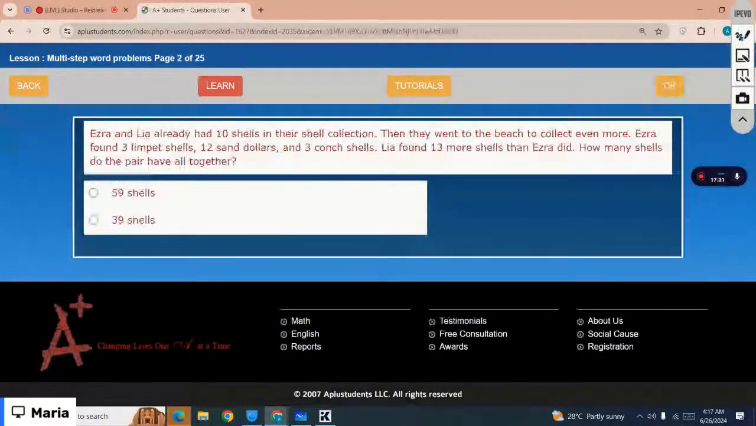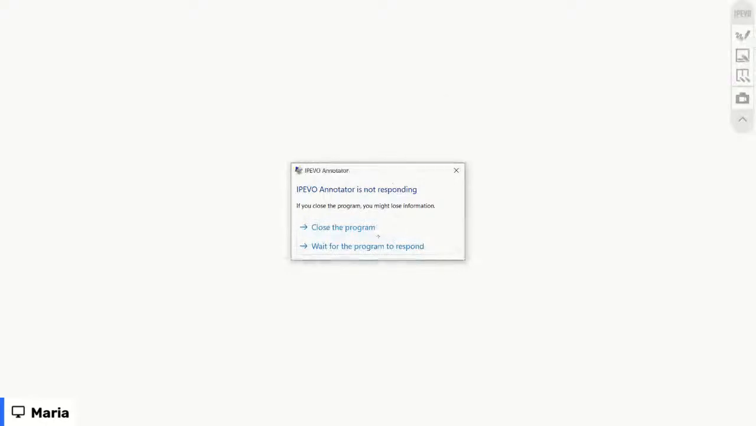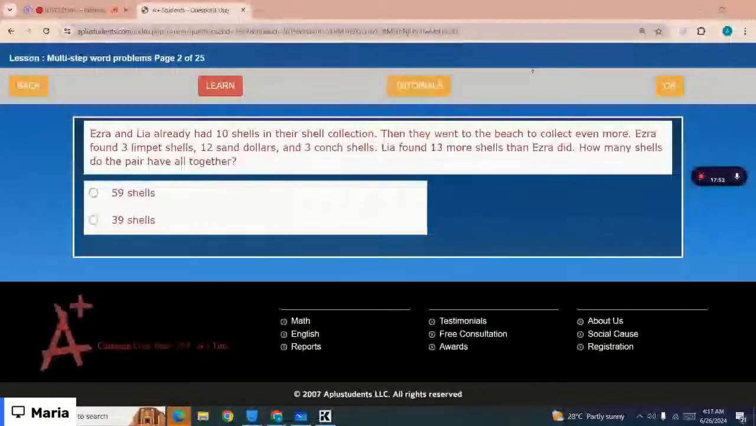Ezra and Leah already had 10 shells in their shell collection. Then they went to the beach to collect even more. Ezra found 3 limpet shells, 12 sand dollars, and 3 conch shells. Leah found 13 more shells than Ezra did. How many shells do the pair have altogether?